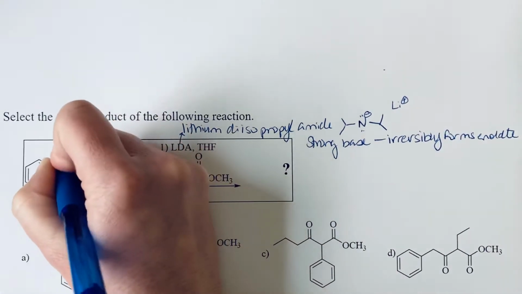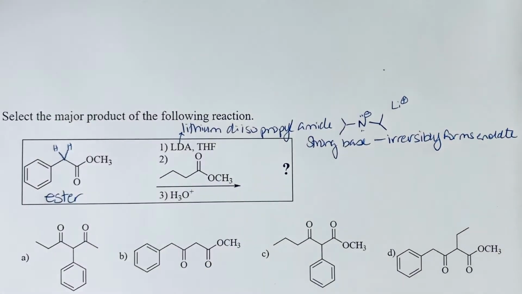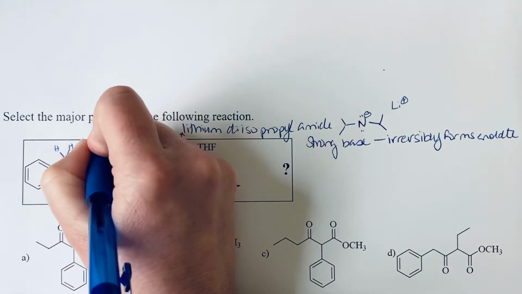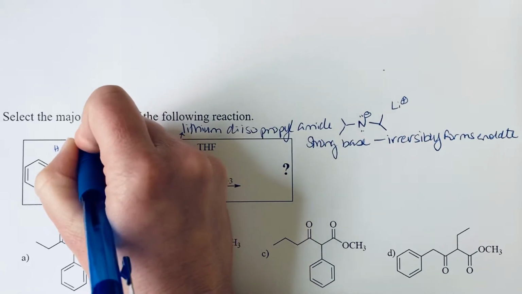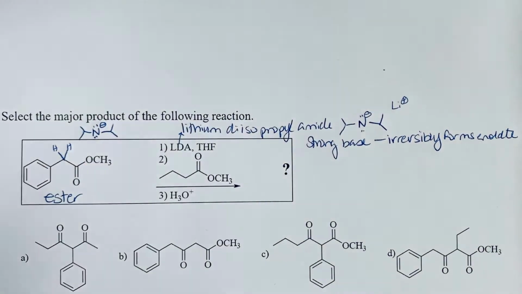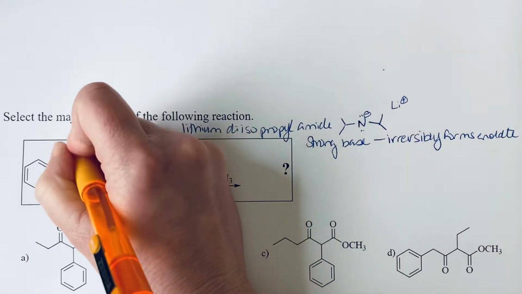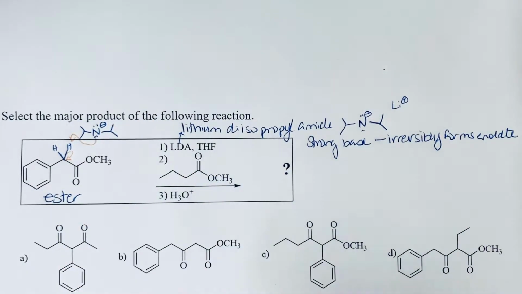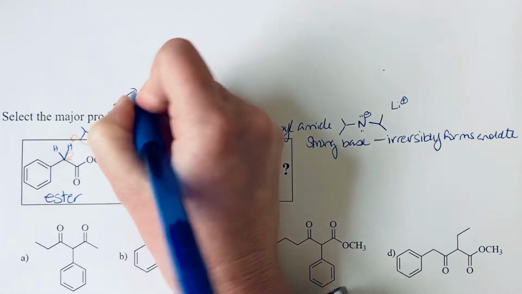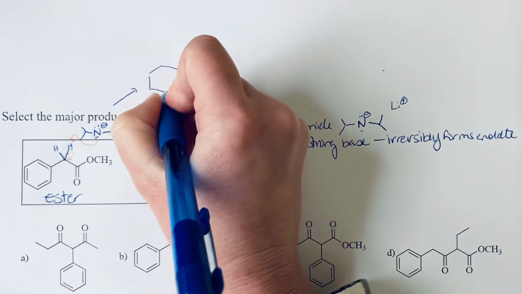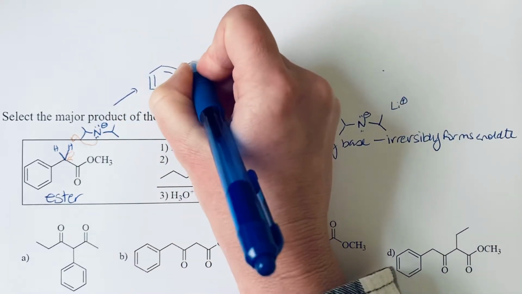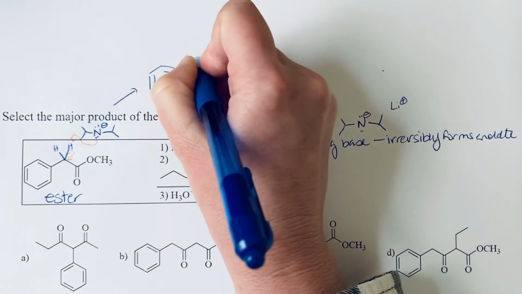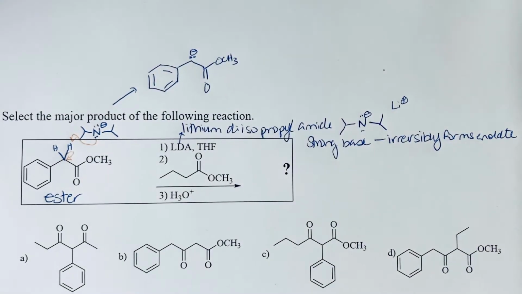Okay, so where we're deprotonating is right here at this alpha position. Those are the most acidic hydrogens in this molecule. So we go ahead and redraw the structure of the diisopropyl amide, and this can deprotonate at this alpha position. So that's what we're going to have in the first step. We're taking an ester and completely converting it to the enolate. So now we have complete conversion to that enolate.